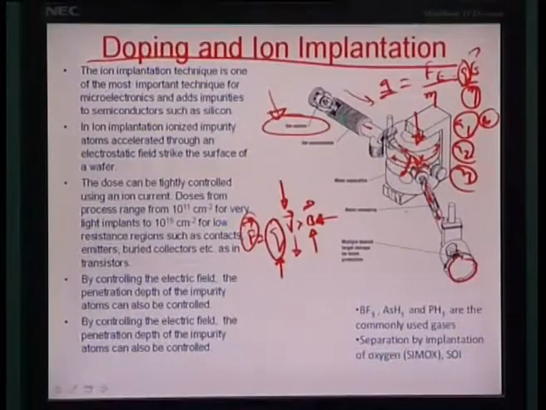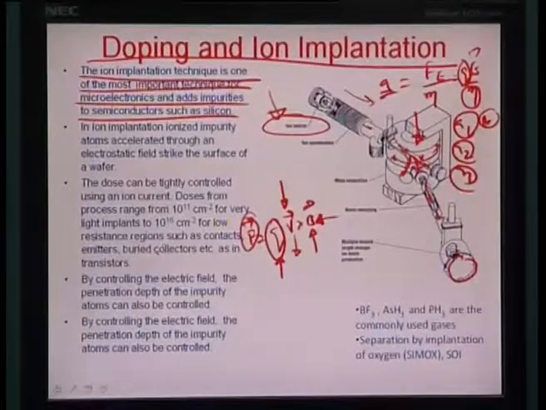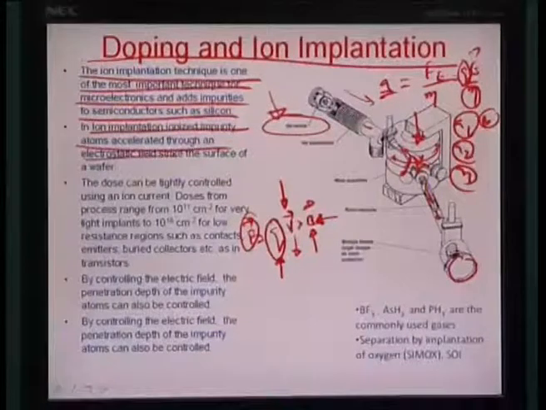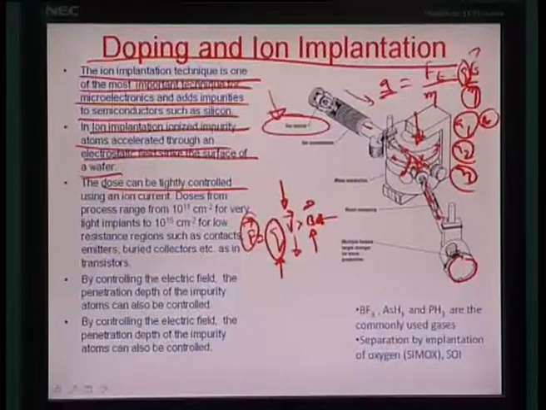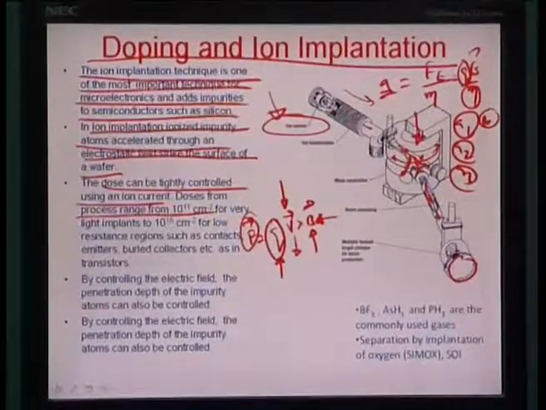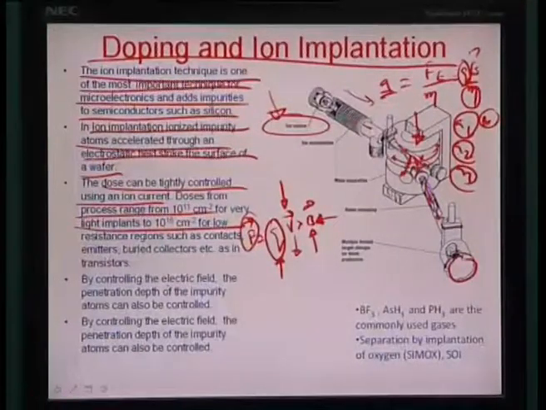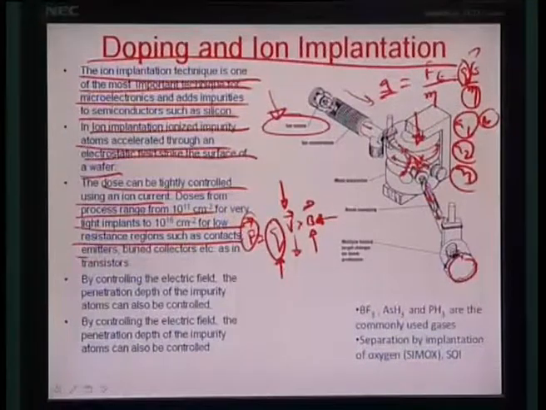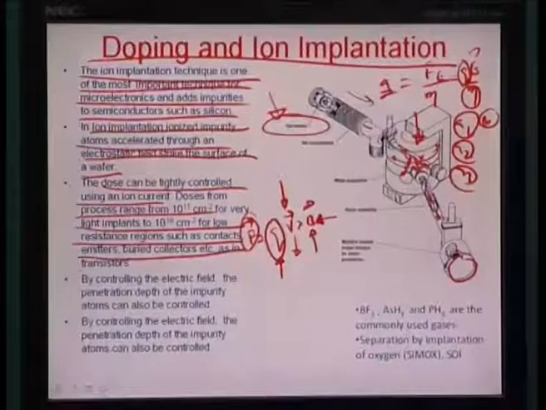So the ion implantation technique is one of the most important techniques for microelectronics, adding impurities to the semiconductor. In a nutshell, in ion implantation, ionized impurity atoms are accelerated through an electrostatic field and strike the surface of a wafer. The dose can be tightly controlled using ion currents, and doses range from 10 to the power 11 per centimeter square for very light implants to about 10 to the power 16 per centimeter square for low resistance regions such as contacts, emitters, buried collectors, etc., as popularly done in transistors.